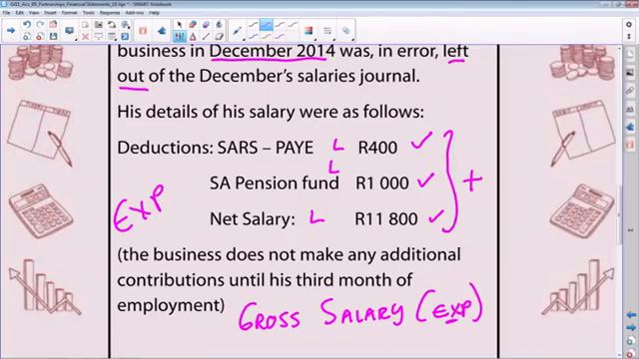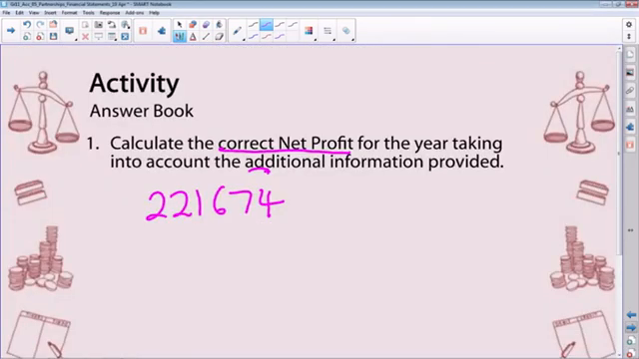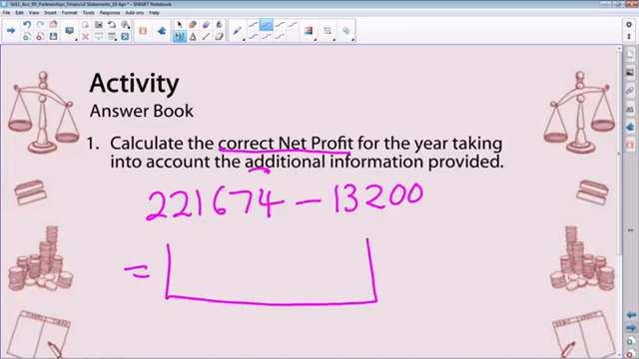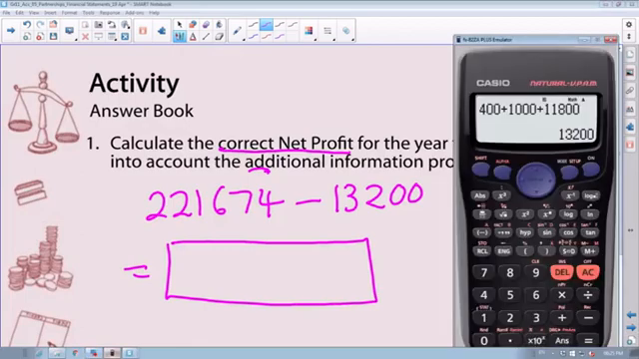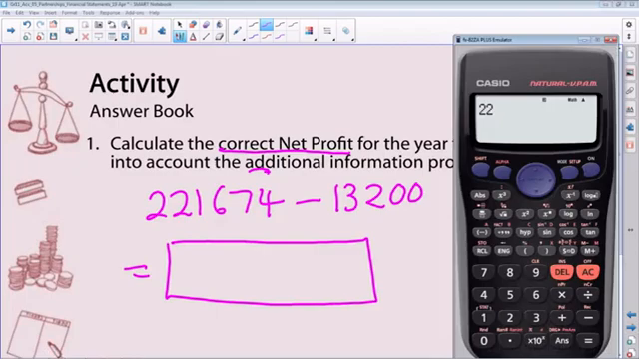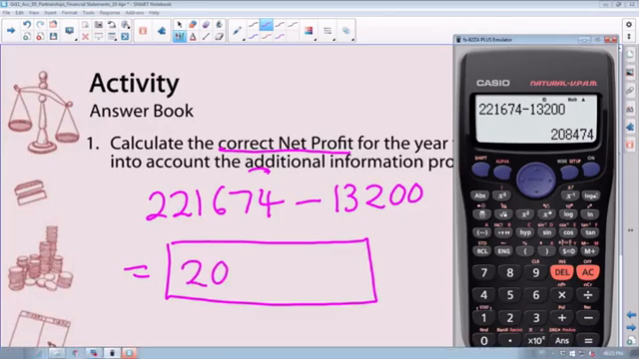Right, so we're going to subtract 13,200 because remember it's an additional expense, and that's going to give us our correct net profit. So let's do that. 221,674 minus the additional expense of 13,200 gives our correct net profit, an amount of 208,474. Okay, not difficult.